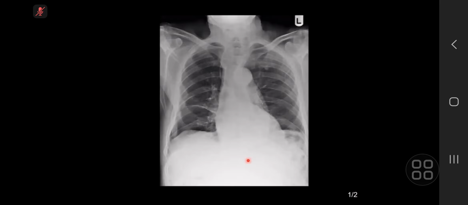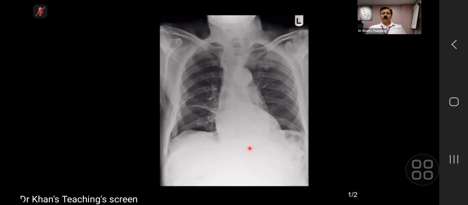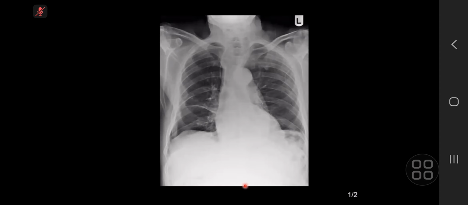It also appears to be involving the left side of the mediastinum along the heart border. So this seems to be a dilated viscus in the mediastinum. My prime differential would be that this is a dilated esophagus, probably achalasia. Excellent, well done. So what are you going to do next? I would like to do a contrast swallow.